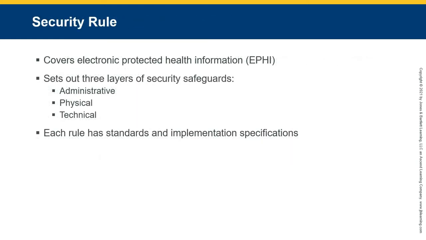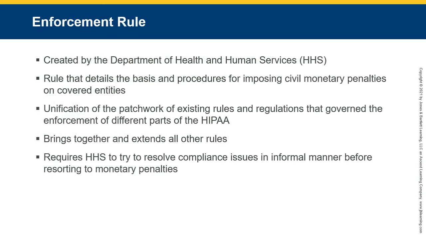The security rule covers electronic protection of health information. It sets out three layers of security safeguards: administrative, physical, and technical. Each rule has a standard and implementation specifications.